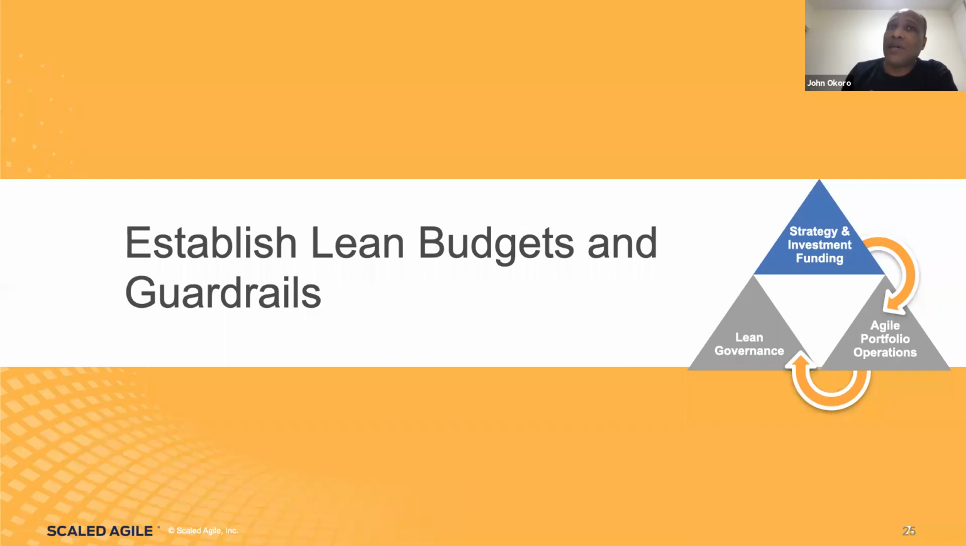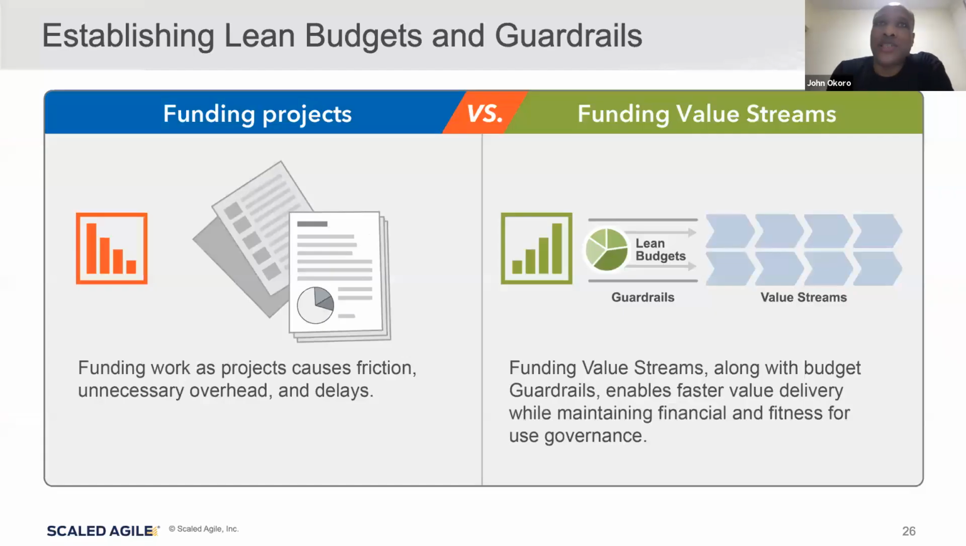So, establishing lean budgets and guardrails. Here we can see traditionally we funded projects, right? So you had a project, you funded your project, you brought a bunch of people together, everybody got in a room and argued about whose project got funded, right?